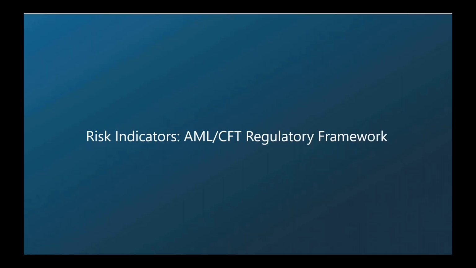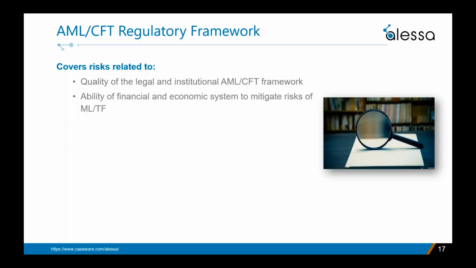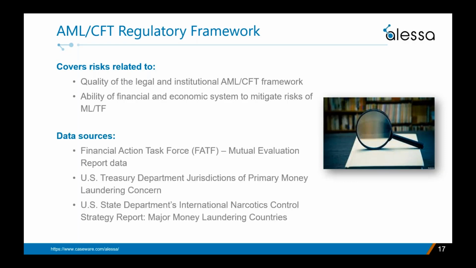We're going to start with the risk indicators that measure the quality of a country's AML and CFT regulations. And when we talk about a country's AML and CFT regulatory framework, we're really getting into how well designed their regulations are and how effective they are in mitigating risks of money laundering. There are three primary sources of this kind of information. We're going to go deeper into each one of these coming up, but just to summarize.